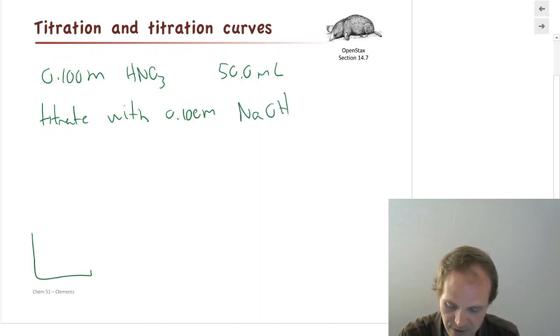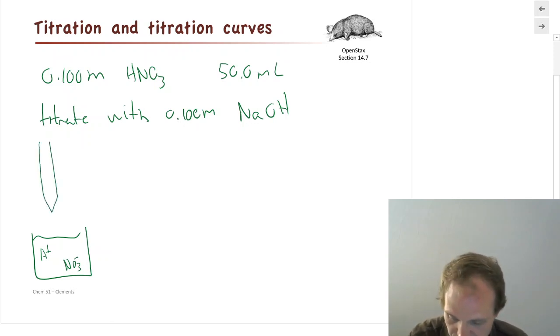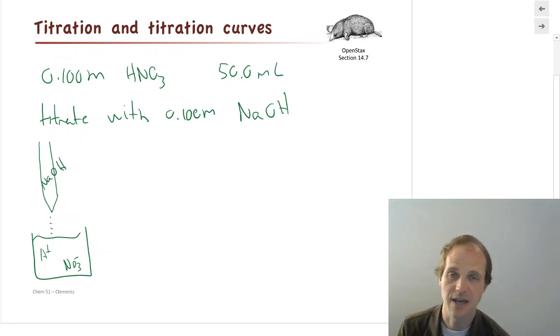And if you remember what that looks like, it means down in here you've got your nitric acid, and we know it's a strong acid, so we don't really have HNO3. What do we have? We have H plus and NO3 minus because it falls apart in solution. And then in our burette, we've got our sodium hydroxide, and we're going to be dripping that in here as we do our titration.